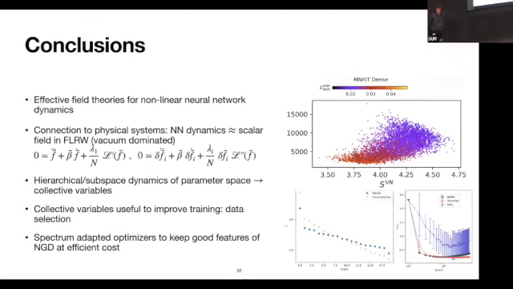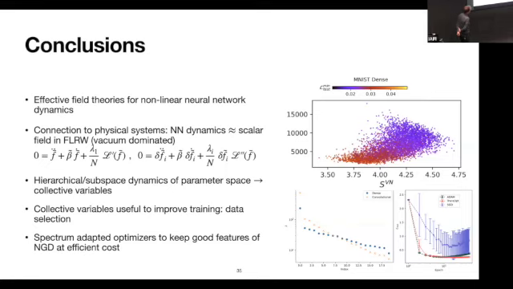Okay, good. Let me conclude briefly, and then I'm happy to answer any questions. What we think is that effective field theories are a very good framework to describe nonlinear neural network dynamics. They are connected to physical systems, and we can see that these dynamics can be approximated by scalar field dynamics in Friedmann-Lemaitre-Robertson-Walker in a vacuum-dominated case.